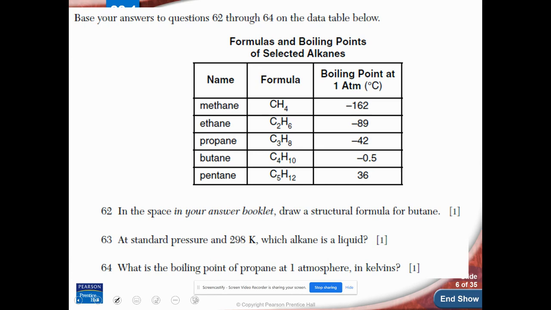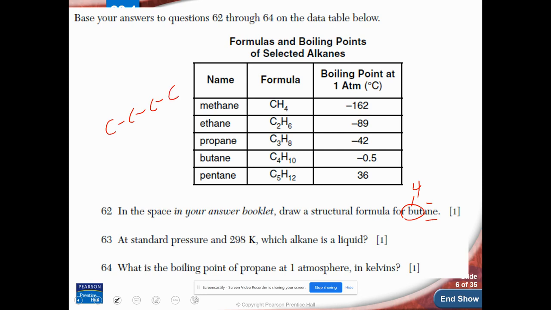Okay, so let's draw the structural formula for butane. The prefix but, according to Table P, means 4 carbons. ANE means that I have single bonds connecting them. So I'm just going to draw over here up at the top: 1, 2, 3, 4 carbons connected by single bonds.